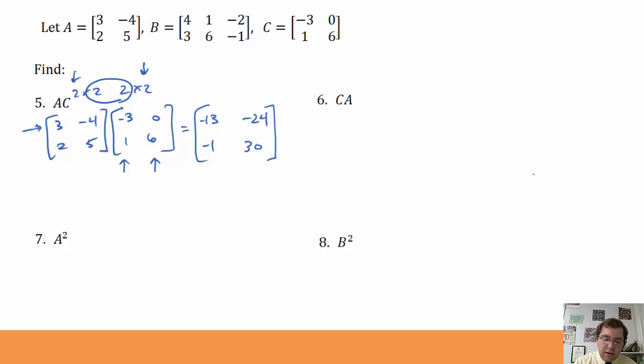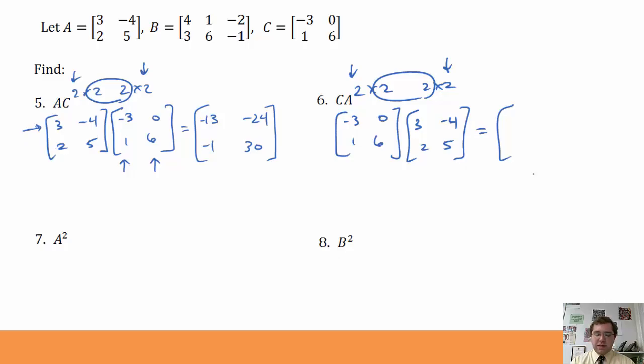So that was A times C. How about C times A? Now you might think, well, that's going to be the same thing. Let's see. C times A means negative 3, 0, 1, 6 times 3, negative 4, 2, 5. Again, I can do it. It's a 2 by 2 times a 2 by 2. The middle numbers match, so my answer will be the outside numbers, 2 by 2.